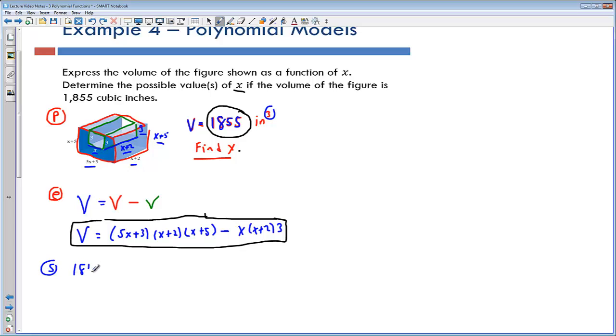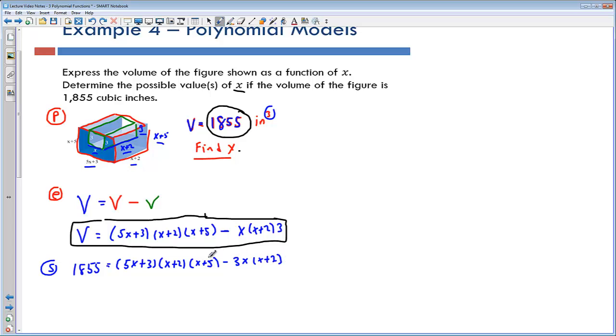So we have 1,855, and that should be equal to, we write down our formula there, (5x + 3)(x + 2)(x + 5) minus, and I'm going to put that 3 in front, I just like to put the numbers in front, so 3x(x + 2).